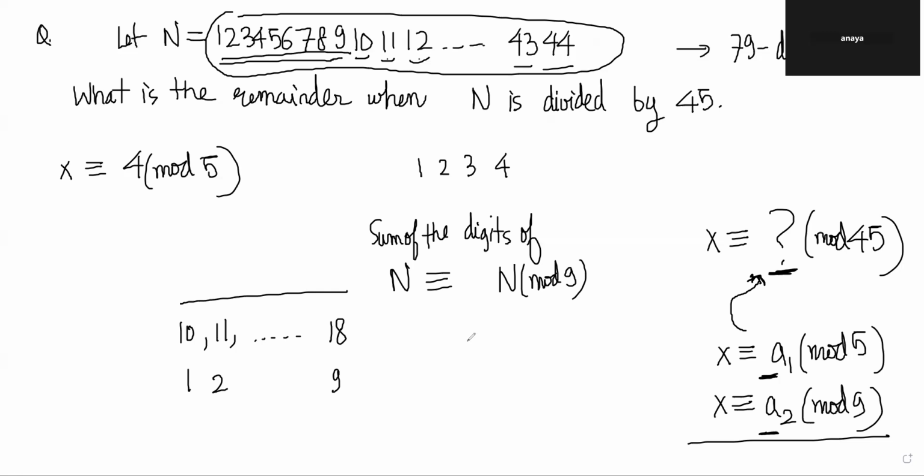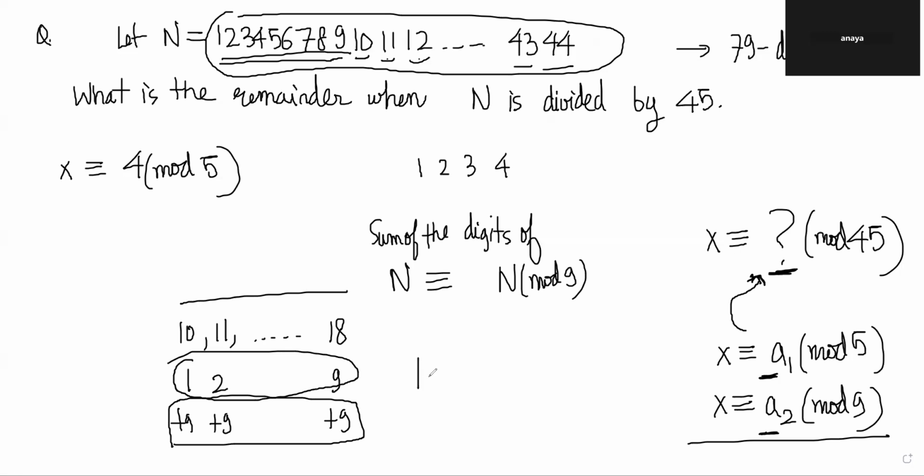Till 36 you can do the same thing. And then from 37 to 44, basically that will be missing that last 9. So this is just 1 plus 9, this is just 2 plus 9, and this is just 9 plus 9. Anyway, we wanted to do mod 9, so those extra 9s we can totally ignore. So ultimately, it's like 1 plus 2 plus 9 many times, plus finally 1 plus 2 plus 8 till 8.